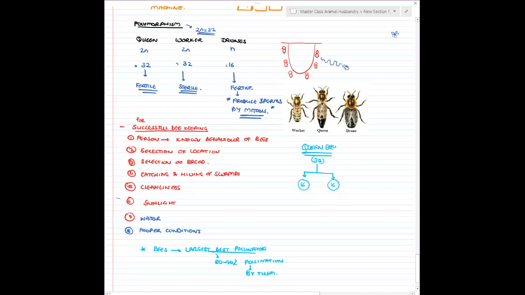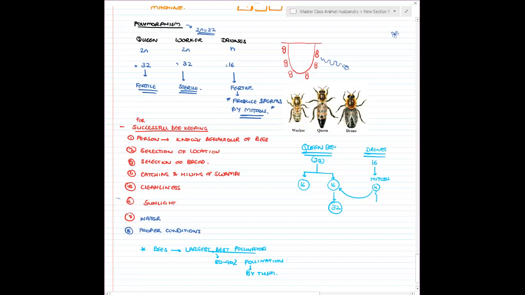Now, on the other side, we are going to have drones. Drones, how many chromosomes? A drone is going to have 16 chromosomes. But what is this drone going to show you? The drone is going to show you mitosis, and in his sperms, you are going to see 16 chromosomes. Now, this sperm can go and meet with this egg. What is going to happen? You are going to get 32 in the zygote.